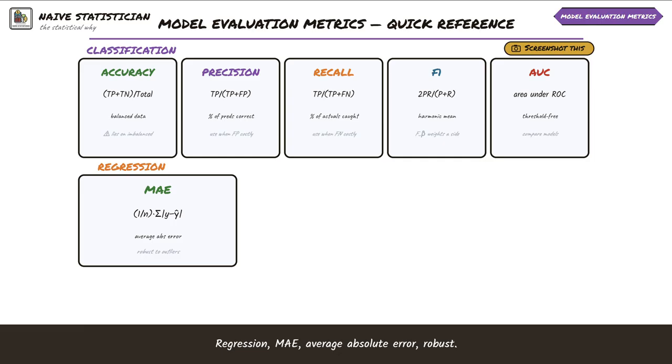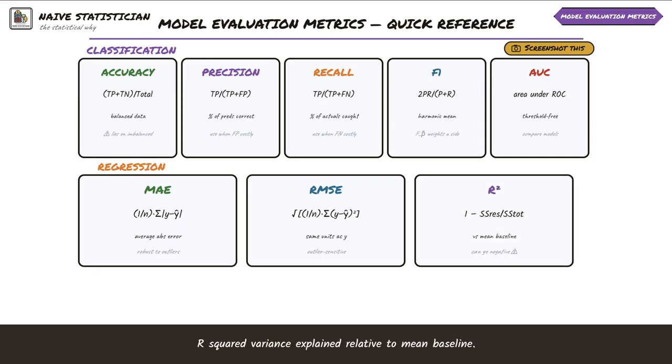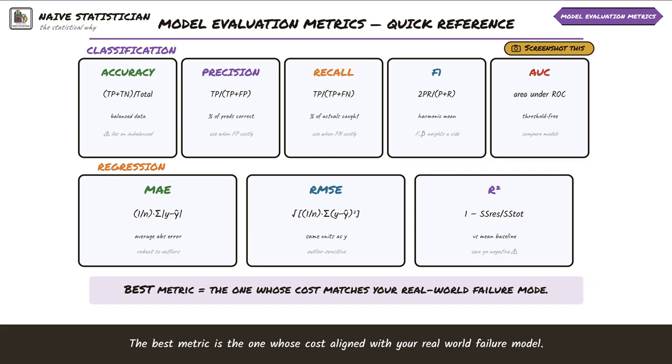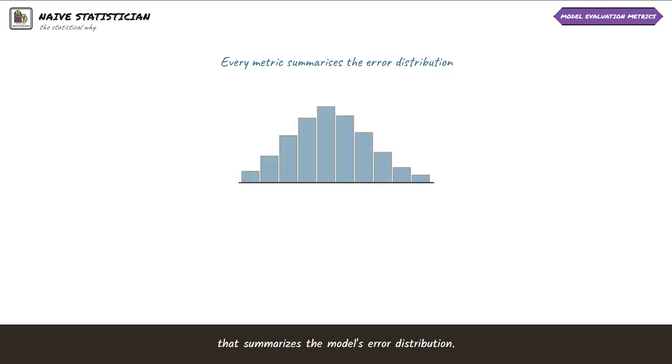Regression. MAE, average absolute error, robust. RMSE, square root of average squared error, outlier sensitive. R², variance explained relative to mean baseline. Meta rule, written across the bottom: the best metric is the one whose cost aligns with your real world failure model. Pick accordingly. So to recap, every evaluation metric is a statistic that summarizes the model's error distribution.